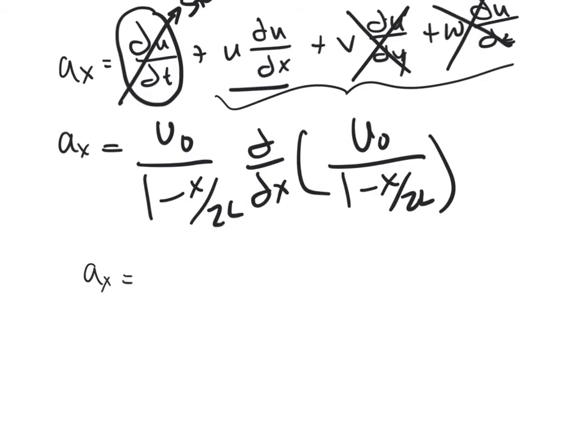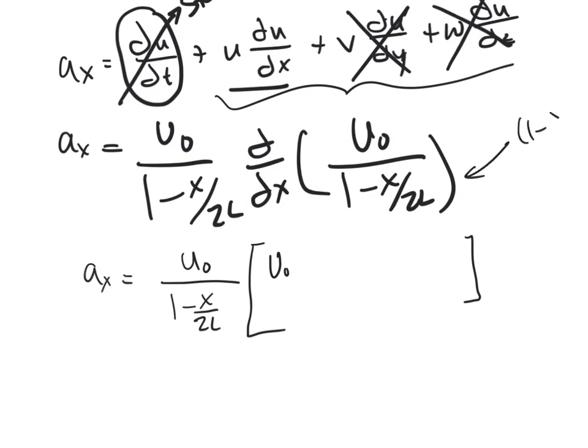So a_x equals, I'm just going to copy this first term, u naught times (1 minus x over 2L). And then I'm going to take this derivative. We'll note that u naught is a constant, so it can go out front, so we don't need to worry about that. But then I've got this 1 minus x over 2L, which I could think about as (1 minus x over 2L) to the negative 1. So when we take the derivative of that, it goes down a level, so it's going to be negative 2, which means it'll be on the bottom: (1 minus x over 2L) squared.